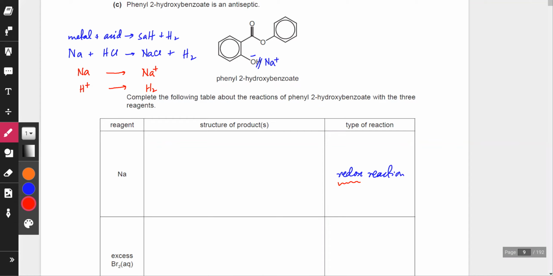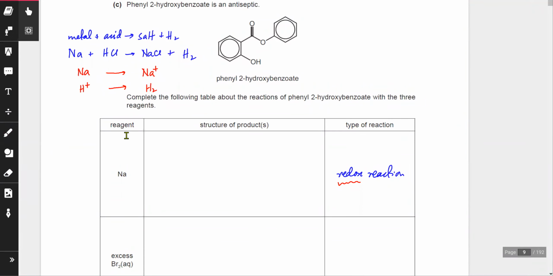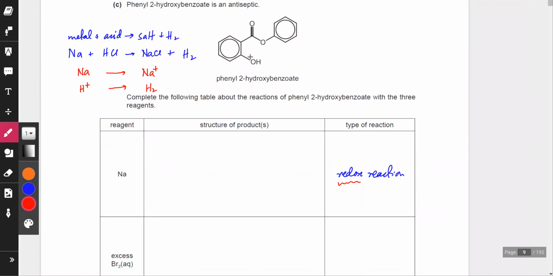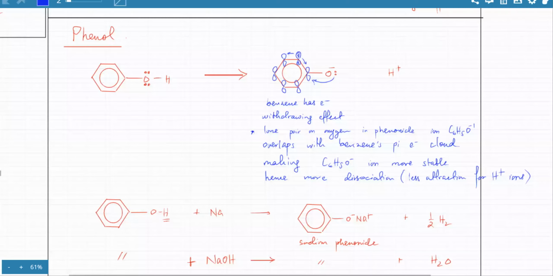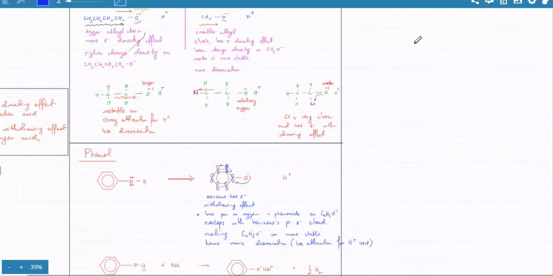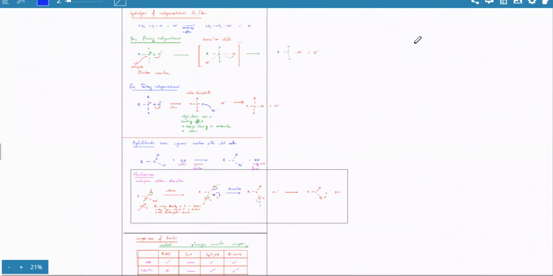The next, they're talking about the reaction of the same thing with excess aqueous bromine. So let's rub off the previous one. Now with phenols, what's the reaction of phenols with bromine? The reaction of phenols with bromine is this one. Let's talk about the electrophilic substitution. Just wait 1 second. This one. So electrophilic substitution.